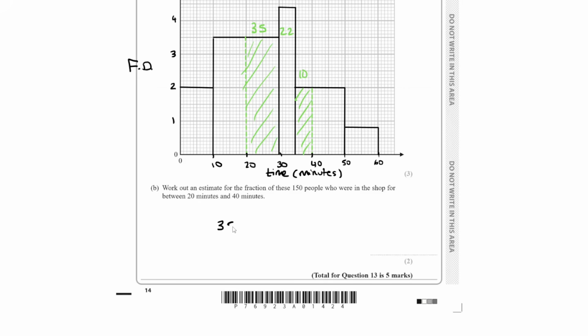So we've got 35 plus 22 plus 10, which gives me 67 people, but remember that they asked for a fraction, so out of 150, it's 67. And that is 5 marks in total.